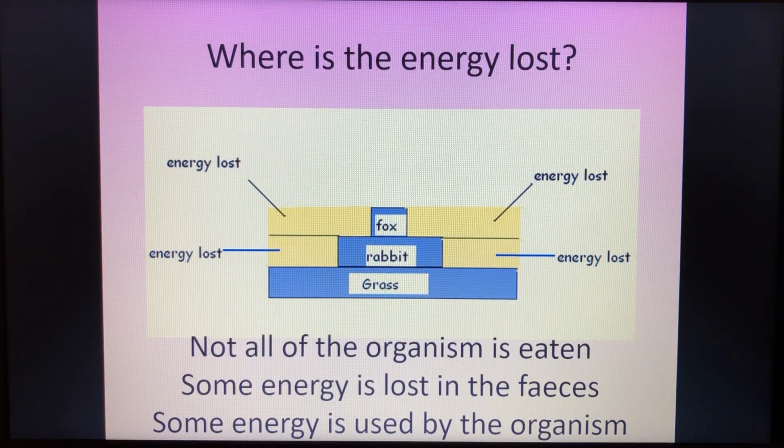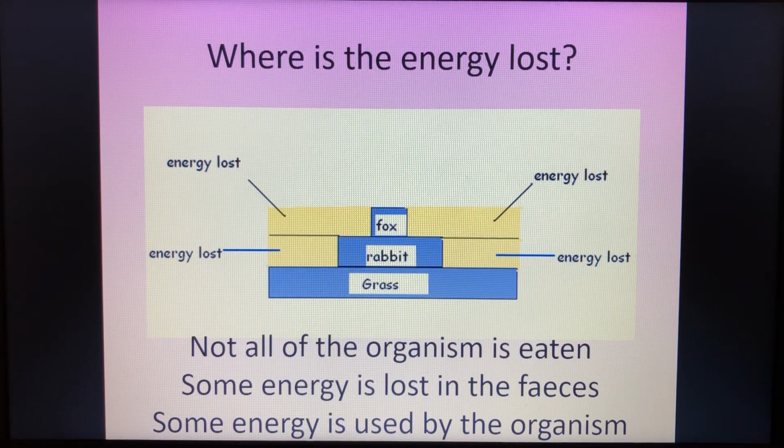And so the reason that there's lots of energy lost through each trophic level is that not all of the organism is eaten. So if it's the grass, the roots aren't eaten, and there's energy trapped in there. Some energy is lost in the feces, so when the rabbit and the fox lose energy in that way, in the feces. And also, as we just said on the sheep picture on the previous slide, some energy is used by the organism. Okay, so that's our summary of pyramids of biomass.